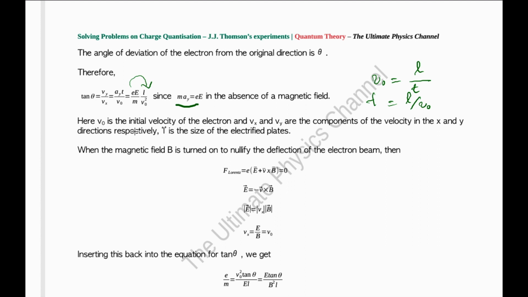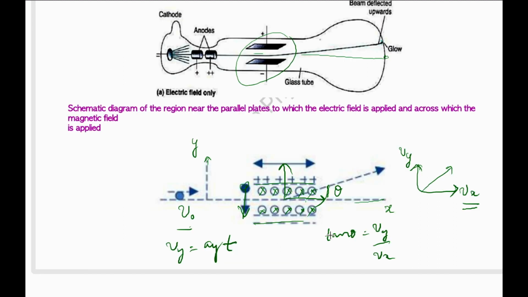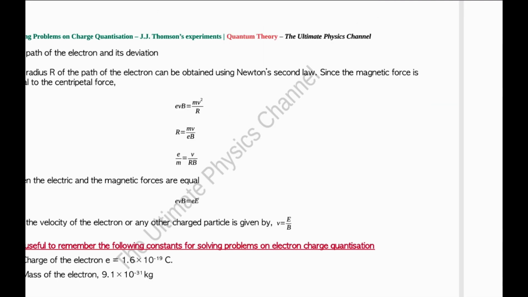So here V0 is the initial velocity of the electron, Vx, Vy are the components of the velocity in the x and y directions respectively. L is the size of the electrified plates, by which we mean this particular length is L, the duration during which the beam travels in the electric field, that is L, the distance rather, right.